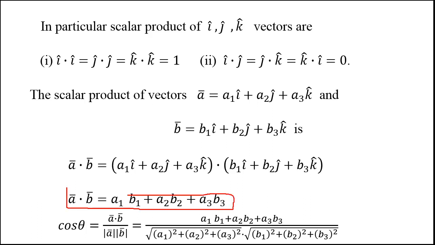If I take this value of a bar dot b bar and go to the formula for cos theta, which is a bar dot b bar upon ab, and if I put this value here, the formula will take this form. This is called the Cartesian form of the dot product. We can use this Cartesian form of dot product for finding the angle between two vectors.